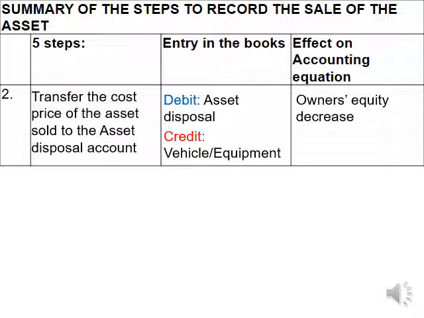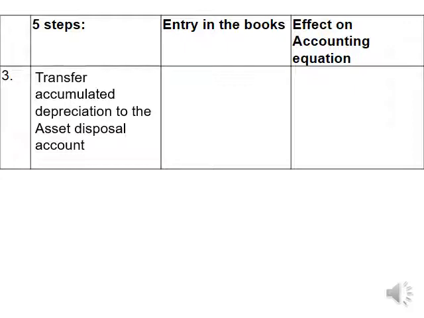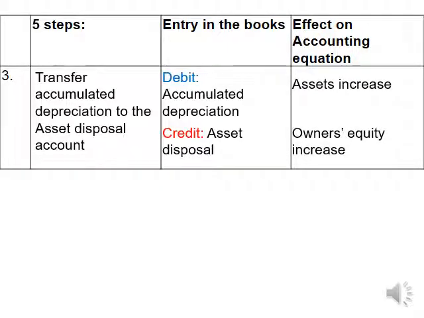Those are asset accounts which normally have a debit balance, and therefore our asset will decrease since we credit it. Step number 3 is to transfer the accumulated depreciation to the asset disposal account. That is now the total depreciation: the accumulated depreciation at the beginning of the year plus step number 1, the depreciation that we have calculated. We will debit accumulated depreciation, which is a negative asset. If we debit it, it means our asset increased. And we credit the asset disposal account, which is a nominal account, and therefore owner's equity will increase.